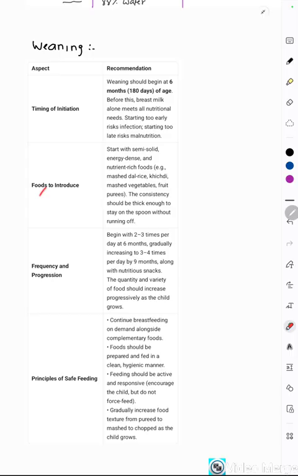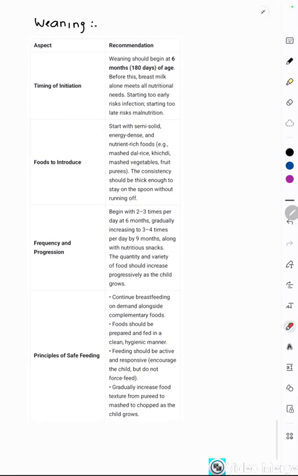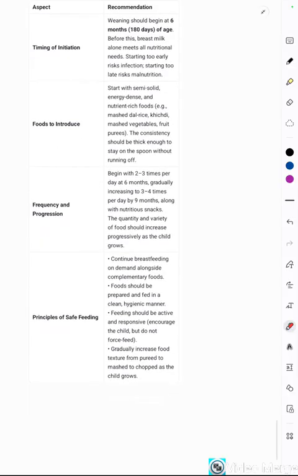Then the foods that you should introduce. In complementary feeding, semi-solid energy dense foods are given. For example, mashed khichdi, mashed vegetables, and porridge should be given. Then the frequency and progression. Begin about 2 to 3 times per day at 6 months. Then by 9 months, increase it to 3 to 4 times. The quality, quantity, and variety of the food should be increased progressively.